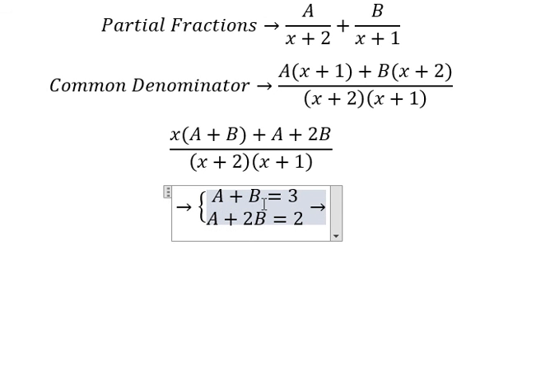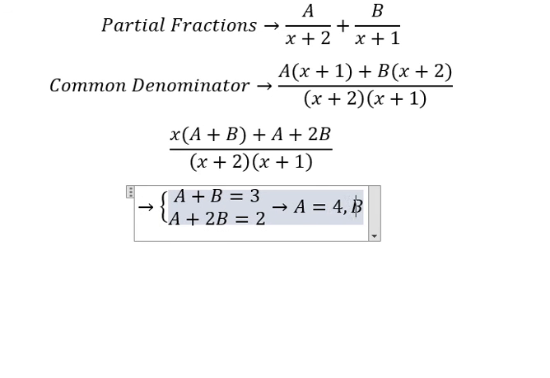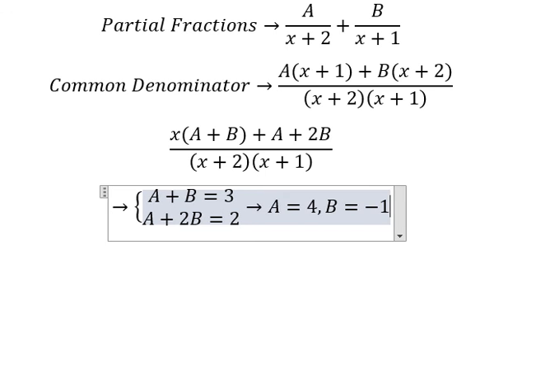And now we need to find the solutions of A and B. So A equals number 4, B equals negative number 1.